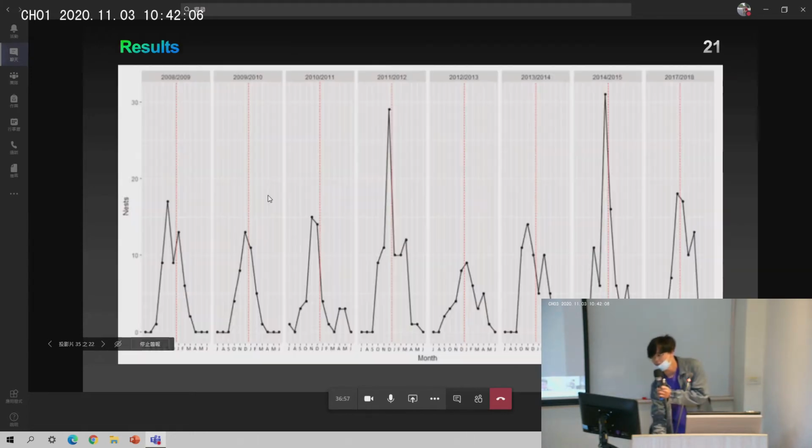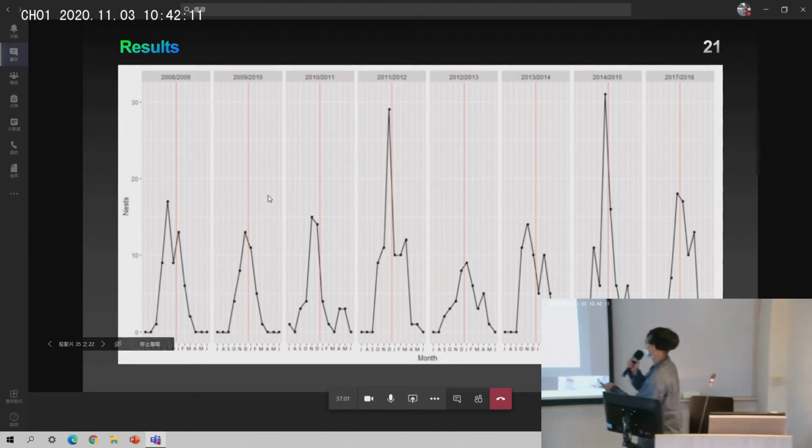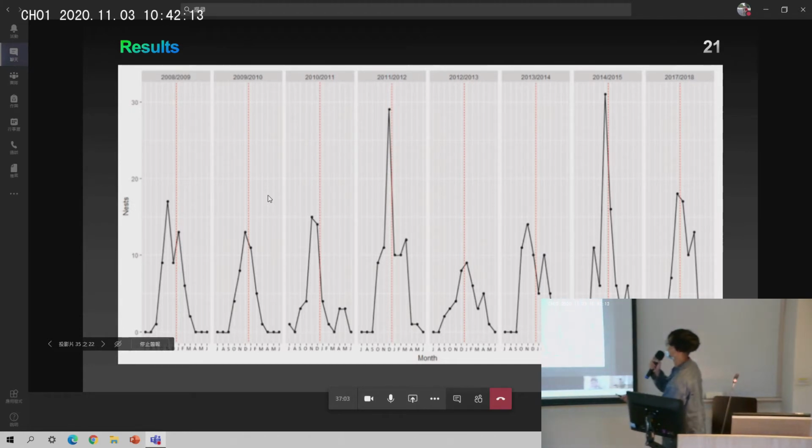And here's our result. The x-axis is months and the y-axis is the number of nests. Here we can see the nesting season occurs from April to September, and the most nesting is between November and January.